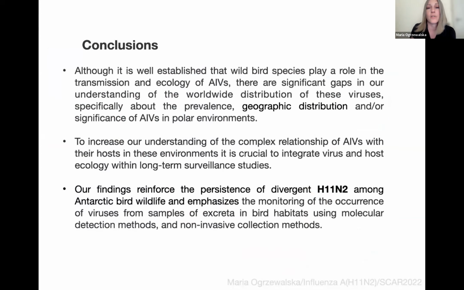And of course, it's very important for us to continue looking for other influenza, and especially methods without catching birds, screening species without stressing birds, are very important.